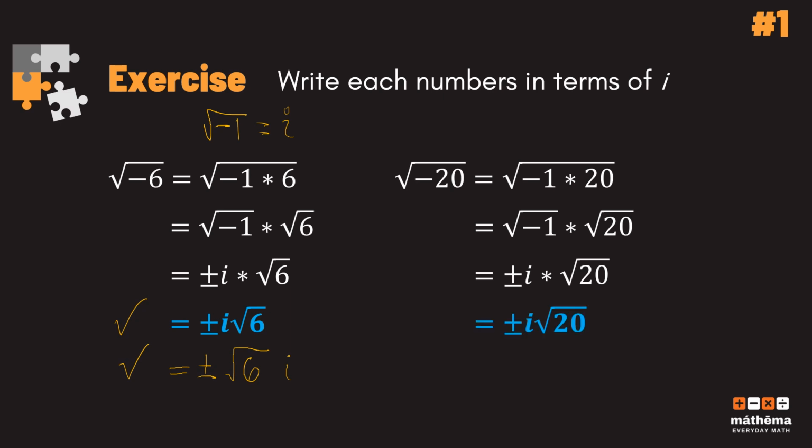So our answer will be plus minus i times the square root of 20, or plus minus square root of 20i. So again, both answers are correct. It's just a matter of preference in writing.